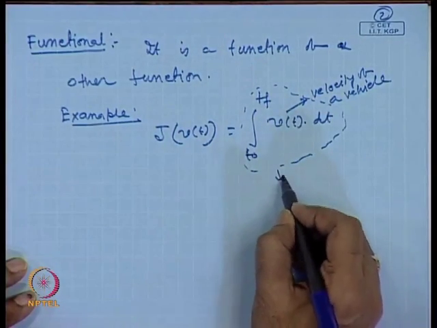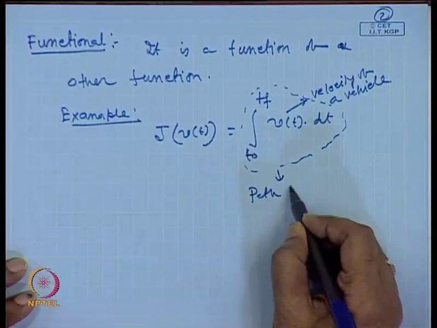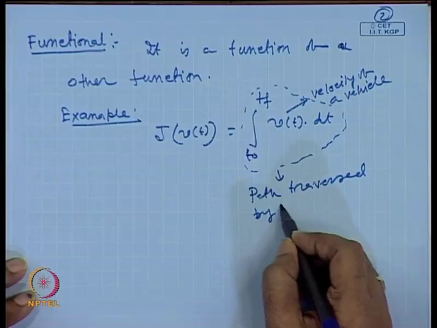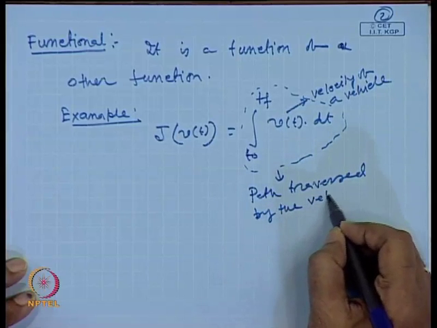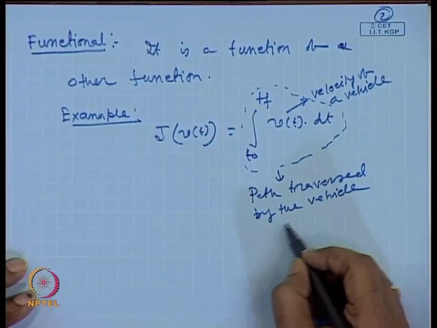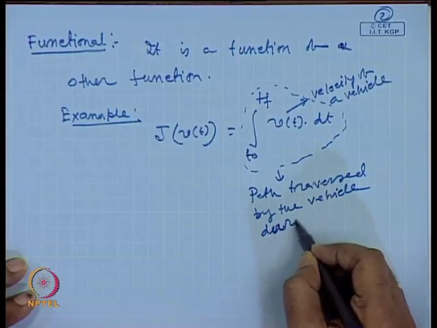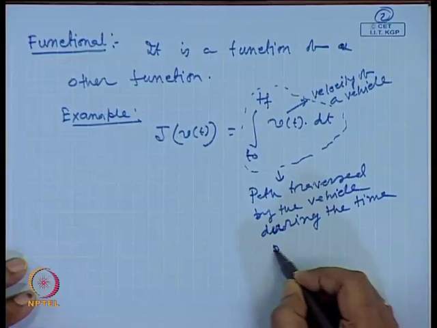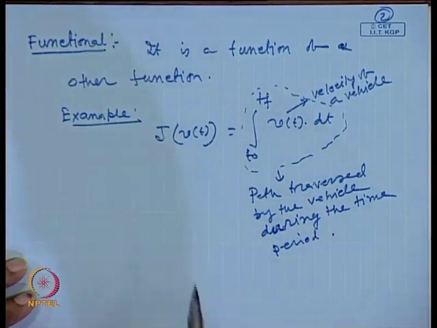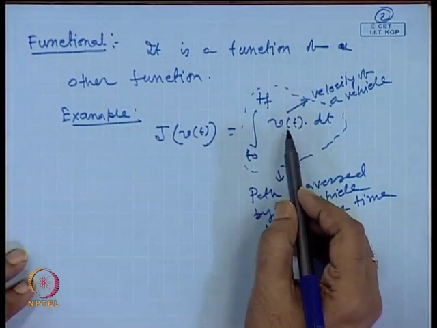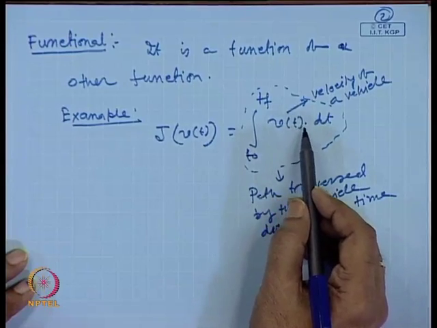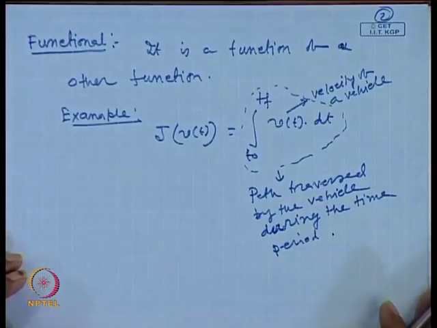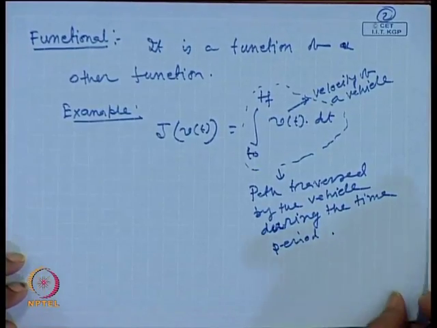So, this indicates the path traversed by the vehicle during the time period. You see, v is a function of time and J is a function of v. So, it is a function of a function, agree? So, let us see that.